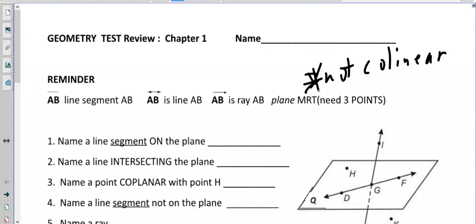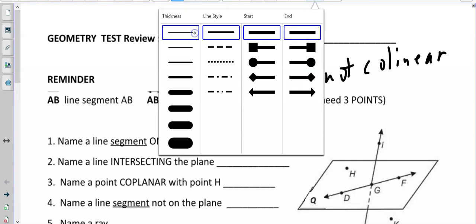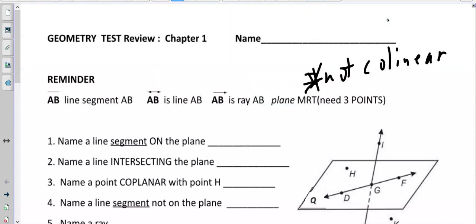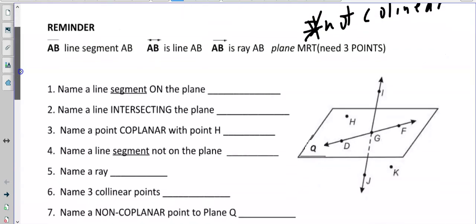All right? Now, it says name a line segment on the plane. All right? So there is a line going through the plane, you see from the dotted line. So remember, IGJ, this one right here, that is a line segment. Or sorry, it's a line, but it's going through the plane. We don't want that. We want a line segment on the plane.